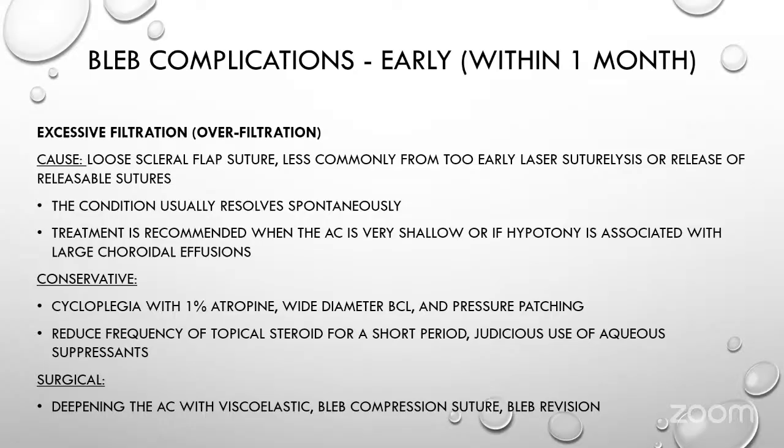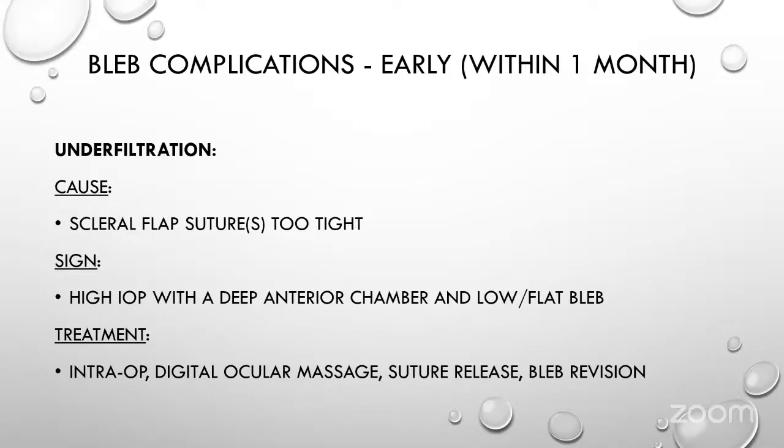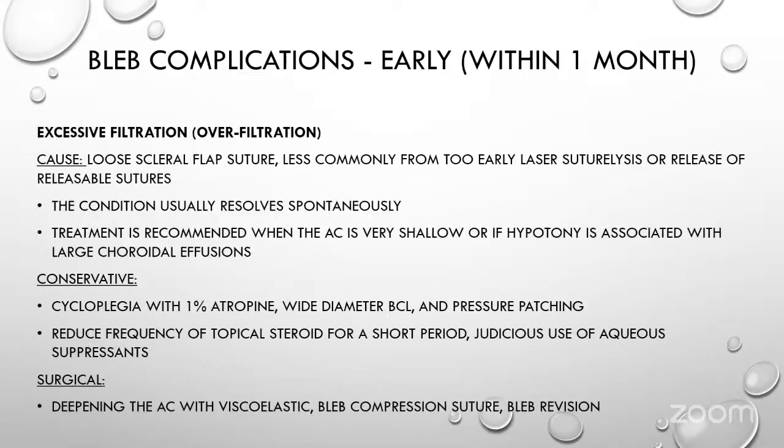Sometimes you may go ahead and put what we call a mattress, conjunctival compressed suture over the bleb area to put direct compression on the scleral flap. That's another option that could be done. Or you do a bleb revision.